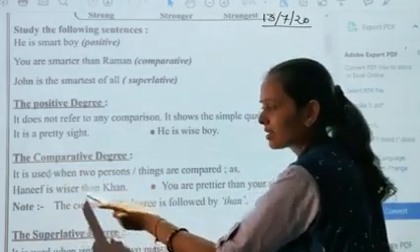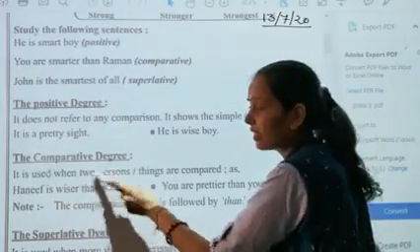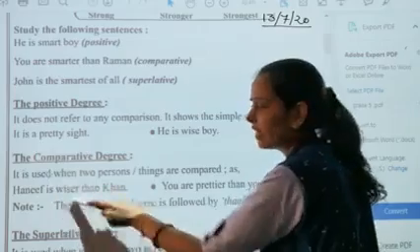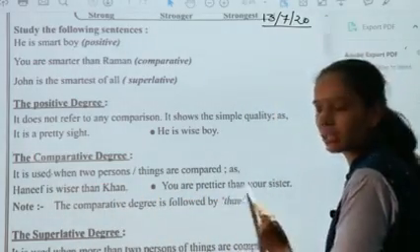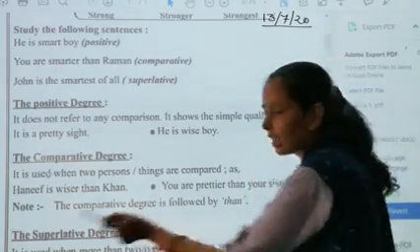Hanif is wiser than Khan. Than is used here. You can see मैंने बोला था comparative degree में than का use होगा. Than is used after what? Comparative word. You are prettier than your sister. Here also than is used. Means in comparative degree than is always used.